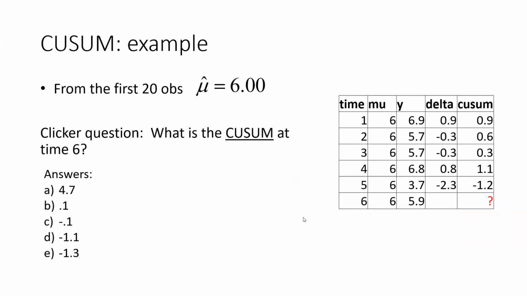All right, so let's see an example here, just to fix ideas. From the first 20 observations, mu hat equals 6. So I have the mu hat here, I have the actual observed values here, and then I get the difference. 6.9 minus 6 is 0.9. So cumulatively still 0.9 because we don't have any prior data. Here the difference is minus 0.3. Minus 0.3 plus 0.9 is 0.6. Again, another minus 0.3 plus 0.6 is 0.3, and so forth.